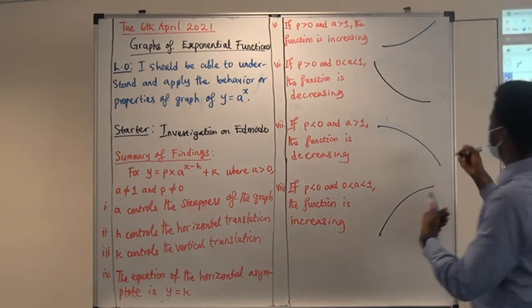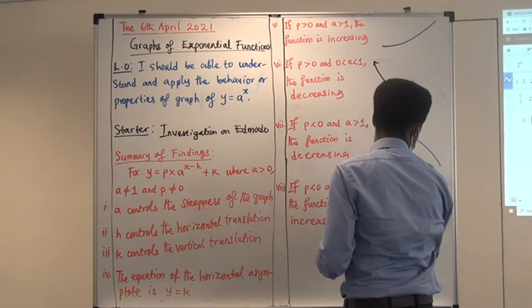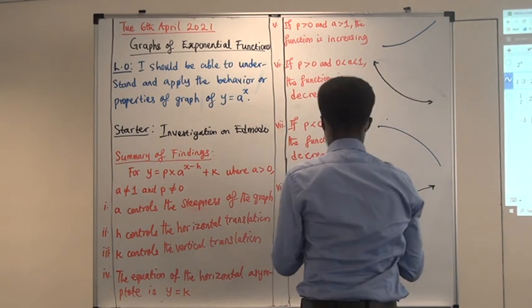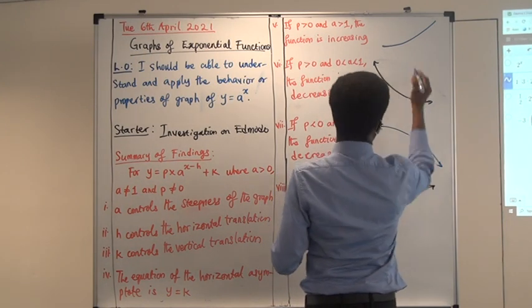So I will use arrows. Can somebody tell me why this arrow is important? It extends to infinity, indefinitely.